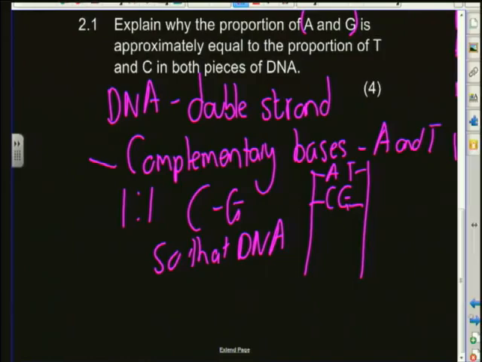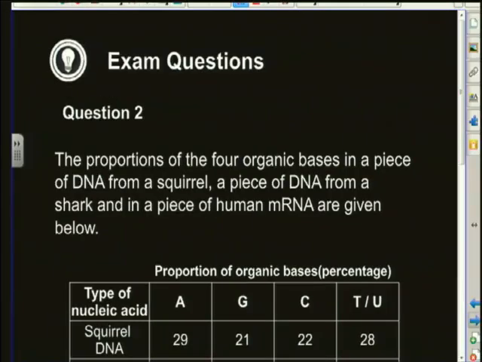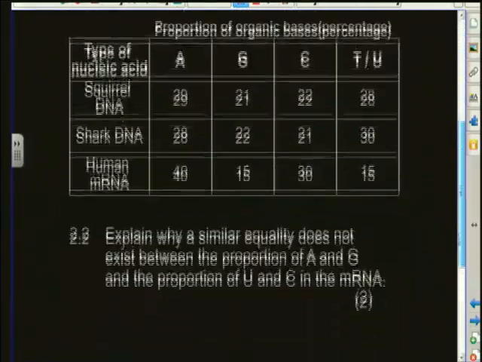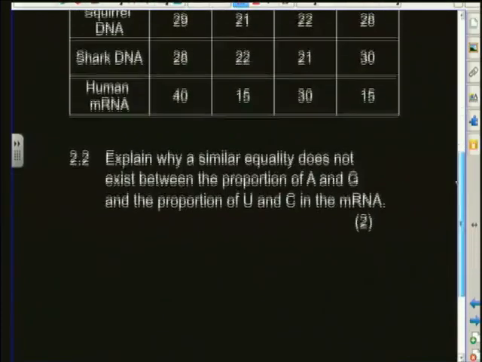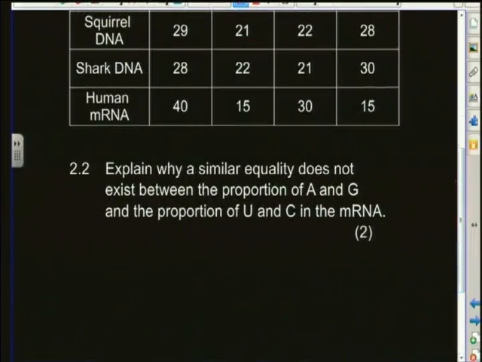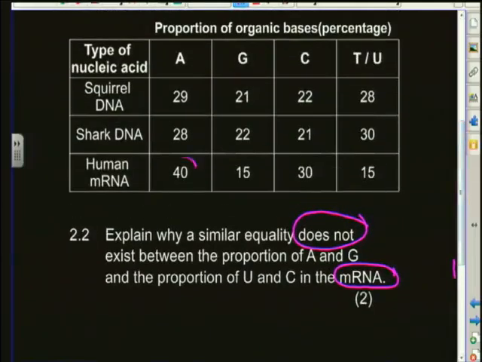Now question 2, a similar question but slightly different. Now it says, explain why a similar equality does not exist between the proportion of A and G and the proportion of U and C in the mRNA. Have a look over here. 40, 15.